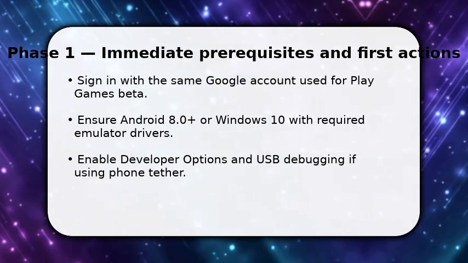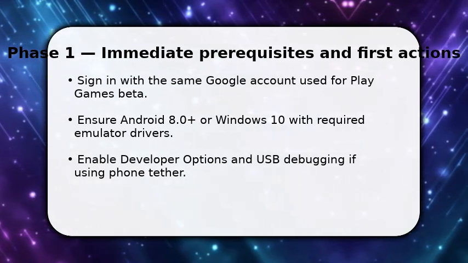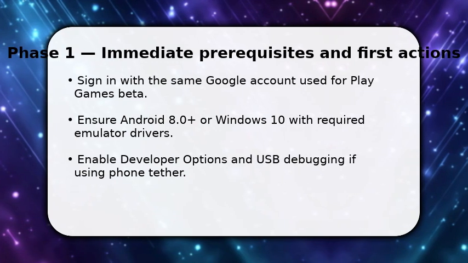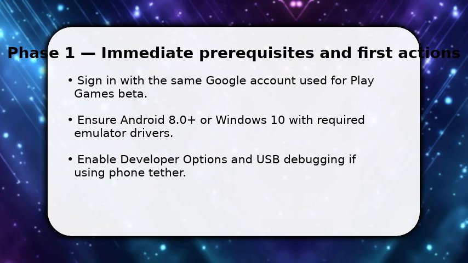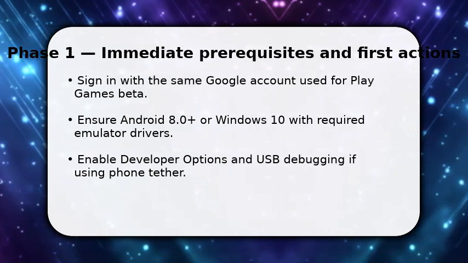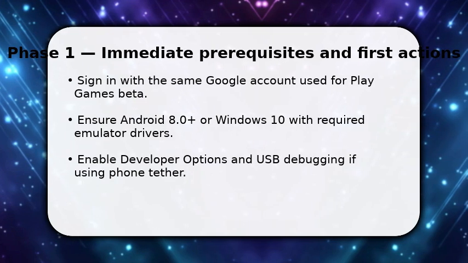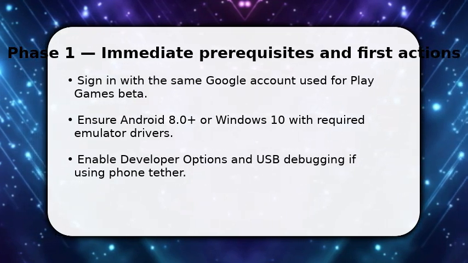Next, open the Play Games Beta installer or the Game Services page. You must accept beta terms and grant storage and network permissions. This step ensures the client can download game data and communicate with Google services, so the setup won't fail later.